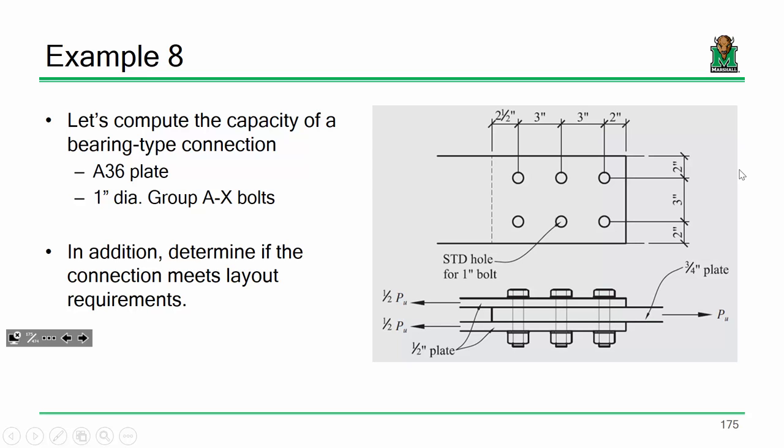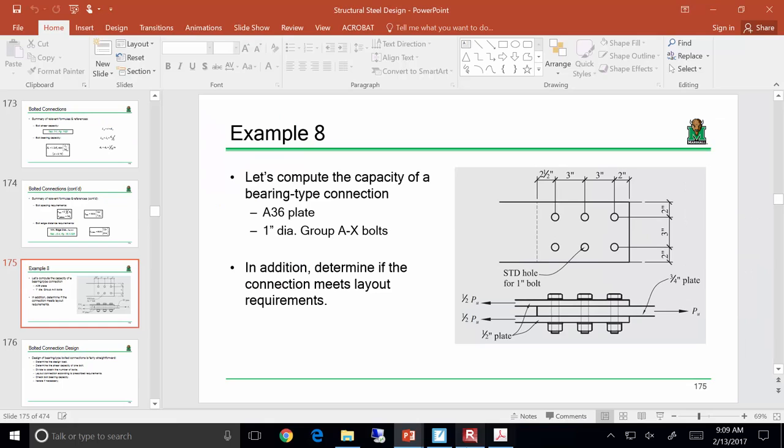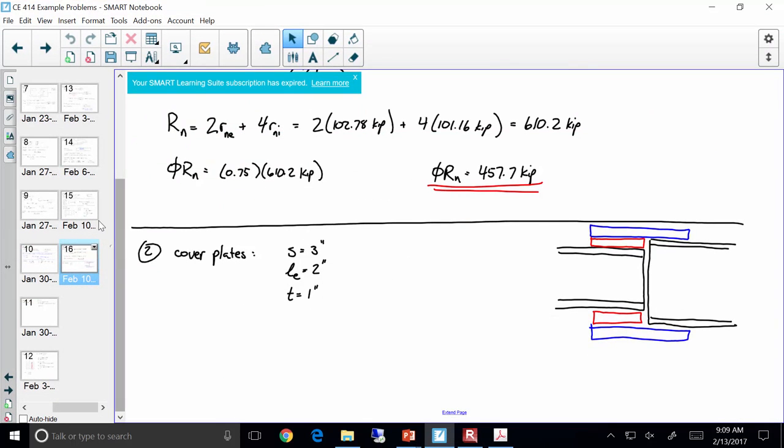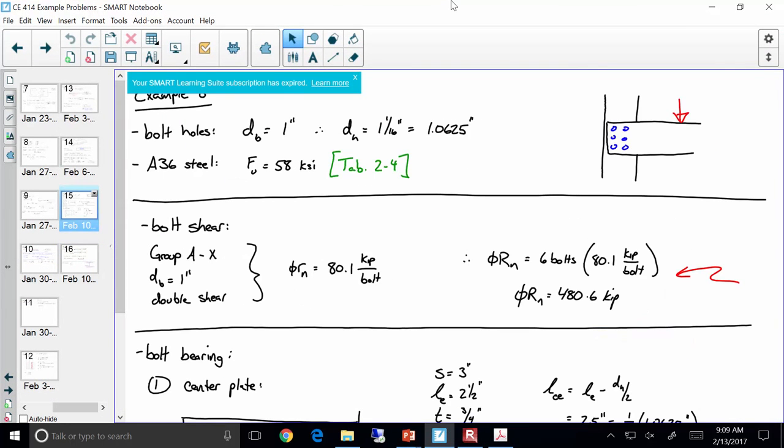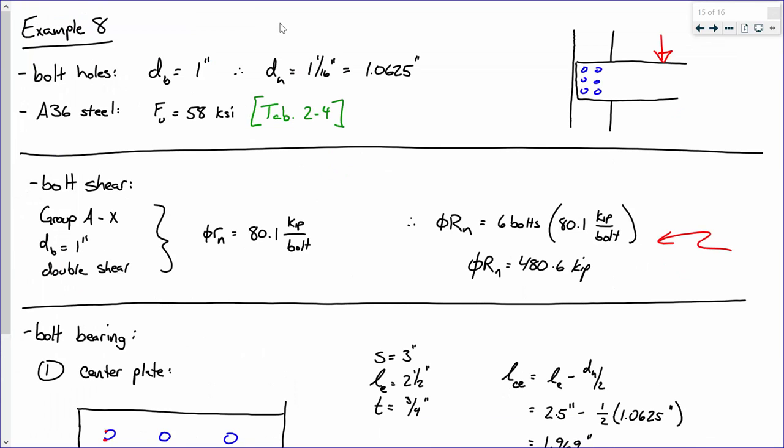Now let me pull up the calculations real quick. There we go. All right. So here's the member. I'm actually going to erase this little drawing right here because this was me answering a question, and I want to leave that off.